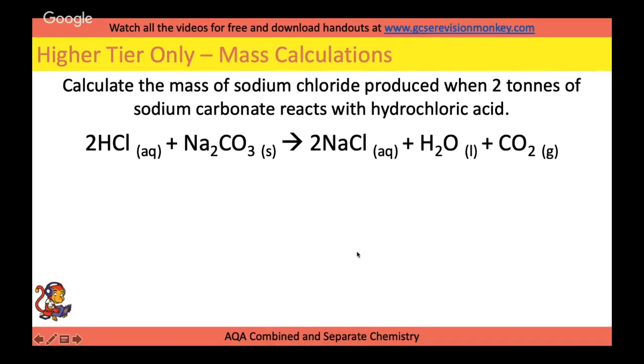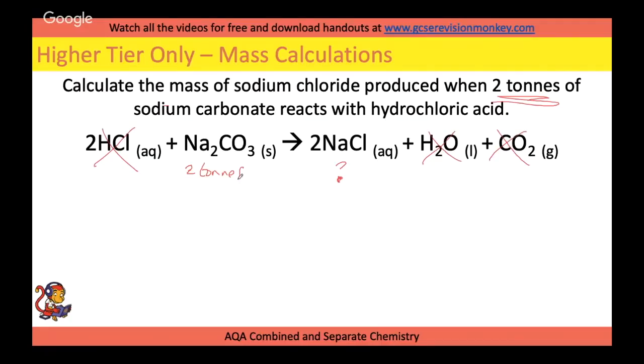So mass calculations. Let's calculate the mass of sodium chloride produced when 2 tons of sodium carbonate reacts with hydrochloric acid. So we want 2 tons. If I always write it under here, it just helps me out. So 2 tons of sodium carbonate reacting with hydrochloric acid, and how much sodium chloride do we need to make? What we need to find out could well be on this side of the equation as well. It doesn't matter. But everything else, just put a cross through because you don't need to worry about that.